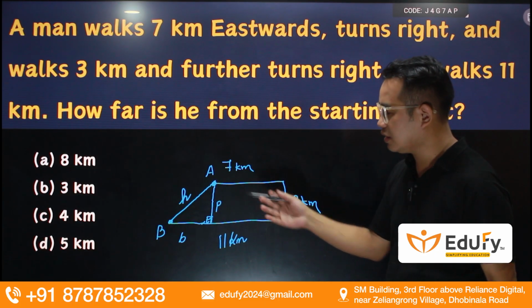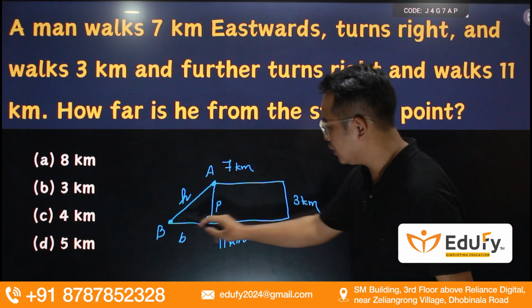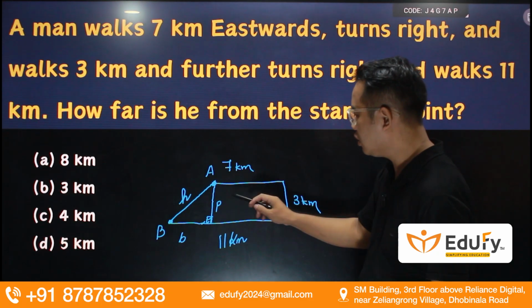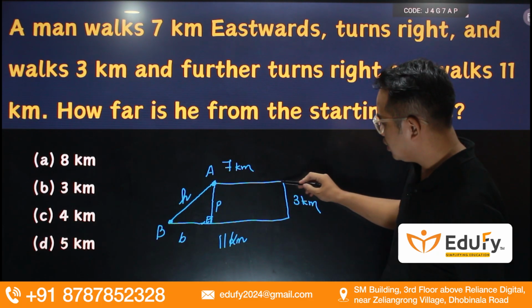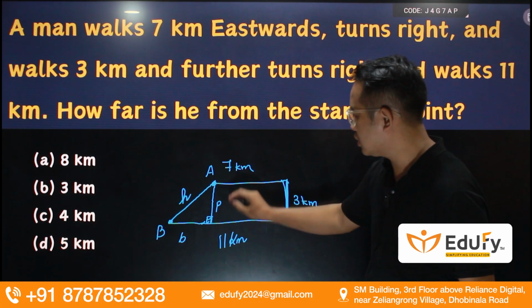Now to find the hypotenuse, which is your shortest distance, I need to know the values of the perpendicular and the base. If you look at this diagram, this looks like a rectangle, and this line is parallel to this and they are the same.